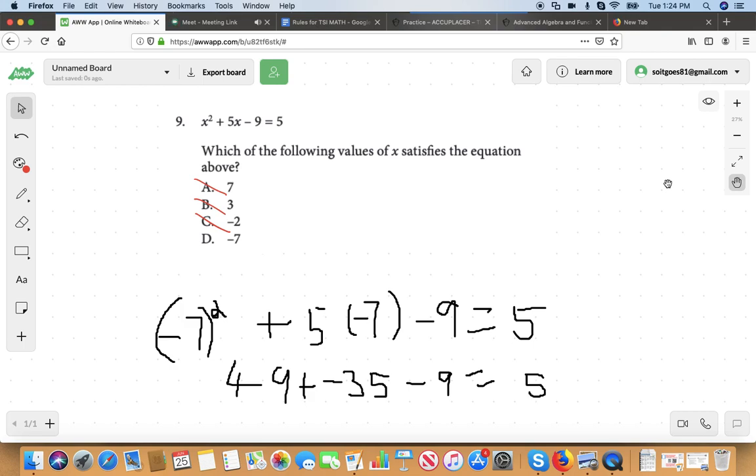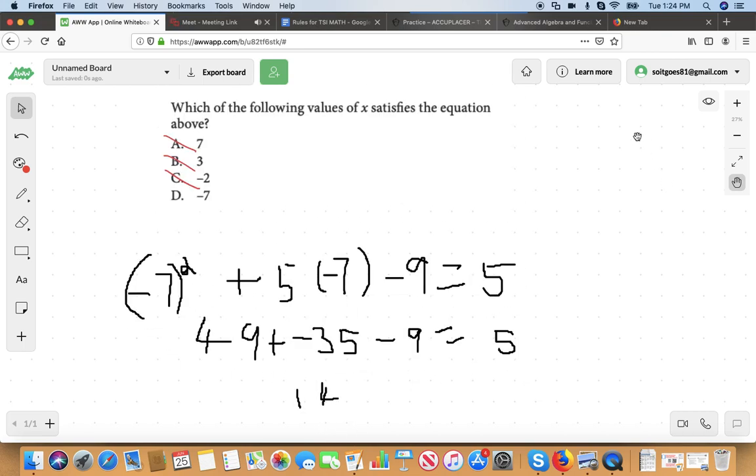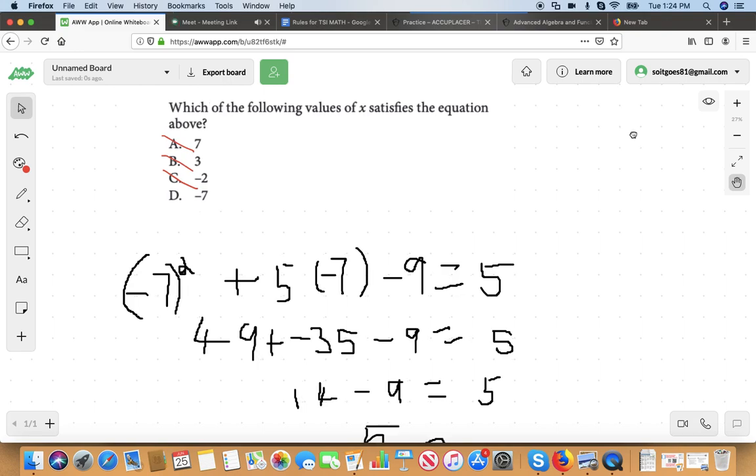Okay, so now we're going to have 14. Yeah, that's 14. And 9. Yep. And what's 14 minus 9? 5. Bingo. You got a true statement.